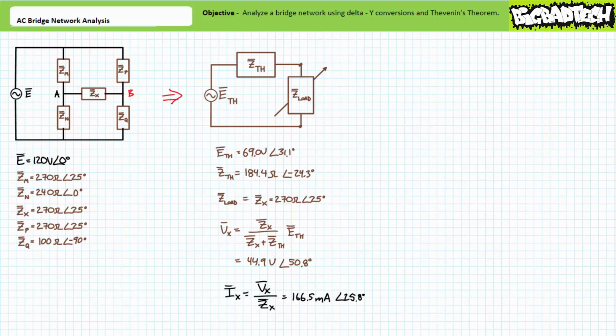Alright, that's about it for now. In conclusion, this lecture examined AC bridge network analysis using delta to Y conversion and Thevenin's theorem.